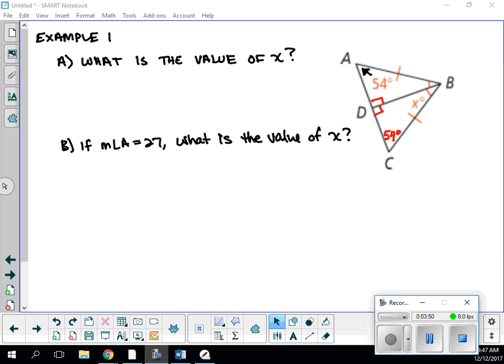So how can I find x? Within the triangle BCD, I have to have 180 degrees, right? So I have 54 and I have 90. Add those two together, subtract from 180, and we get x, right? So 54 plus 90 is what, 144? 180 subtract 144 is 36. So x equals 36.